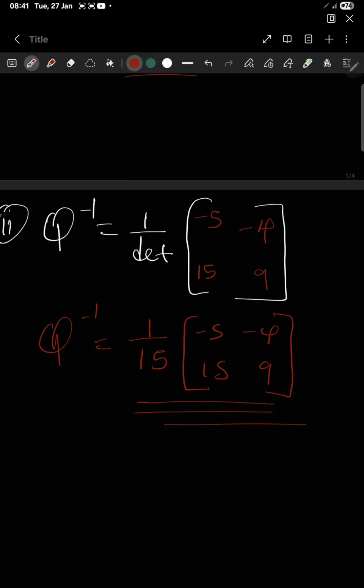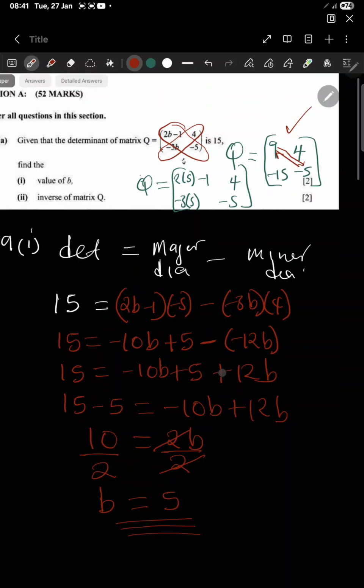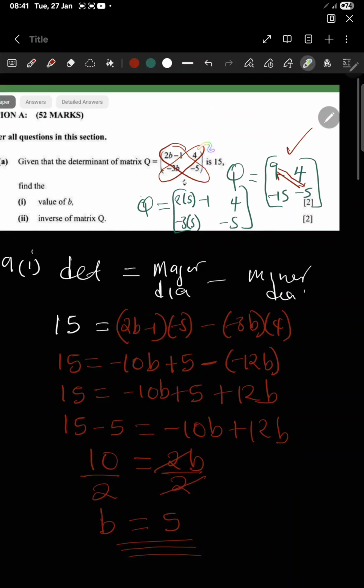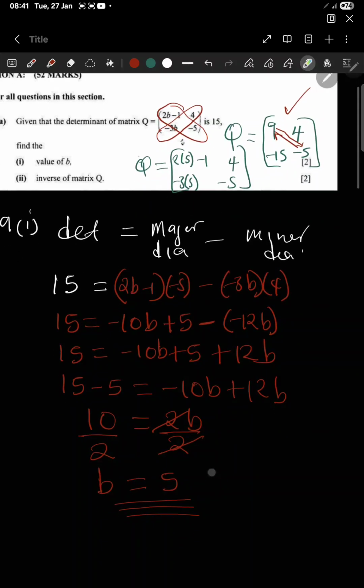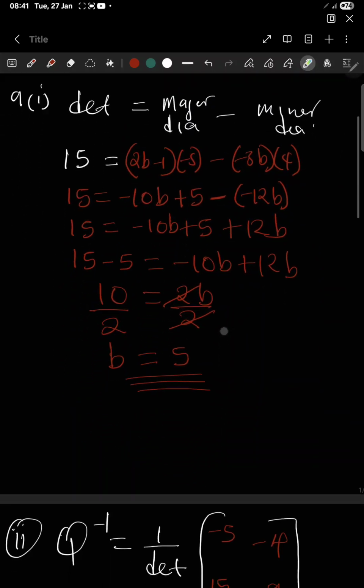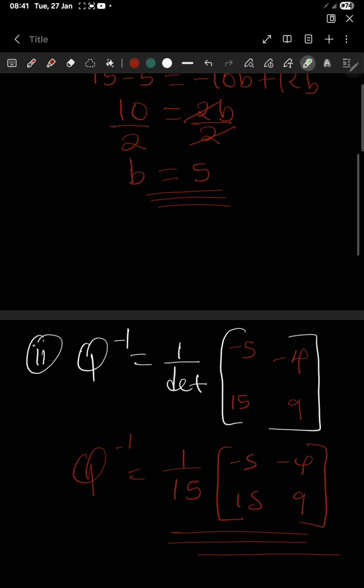So basically, that's how you get any missing variable in a matrix, like the way we are given that B there. And also, that's how you can use that missing variable that you've calculated to get the inverse of that particular matrix.